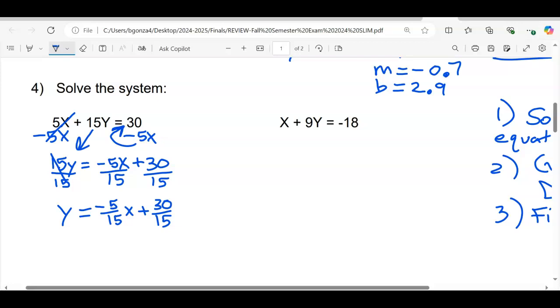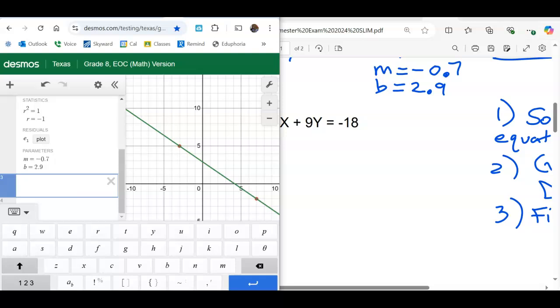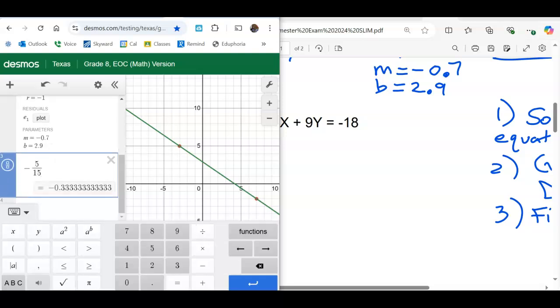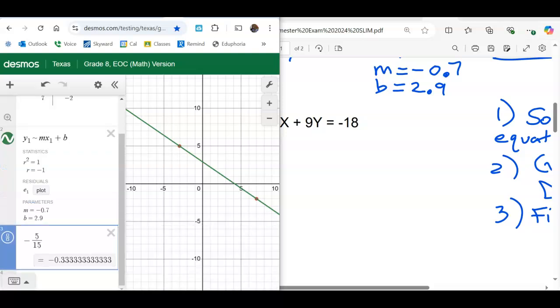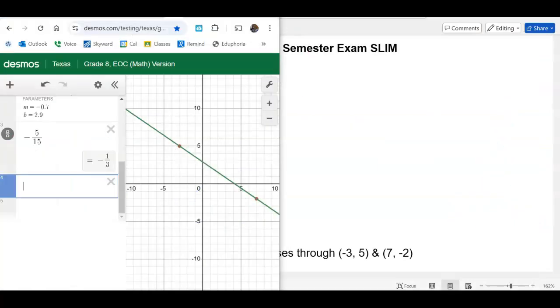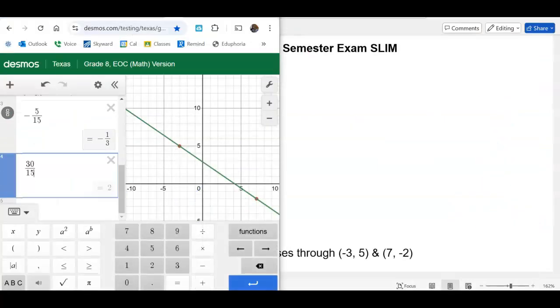Now you could reduce those fractions using Desmos, but why don't we just leave it like that? Okay. Let me just show you. If you wanted to do negative 5 divided by 15, you type it in, click this circle for the fraction, and you would see that it is negative 1/3. Okay. And then the same thing with 30 over 15. It's just 2.